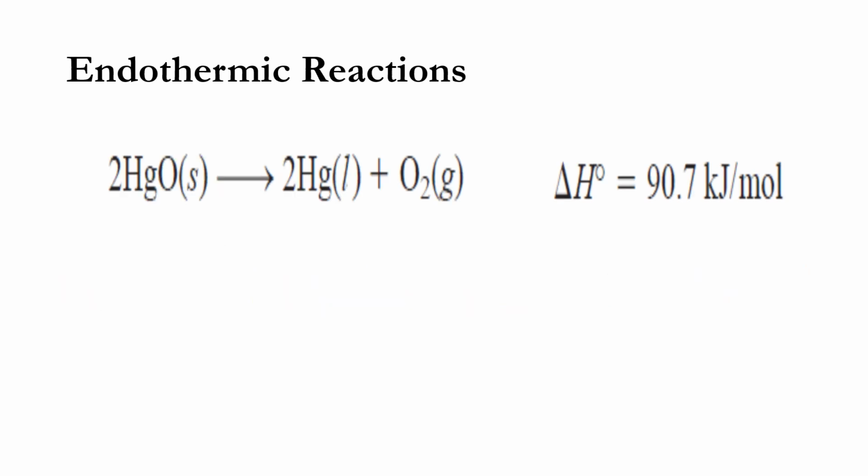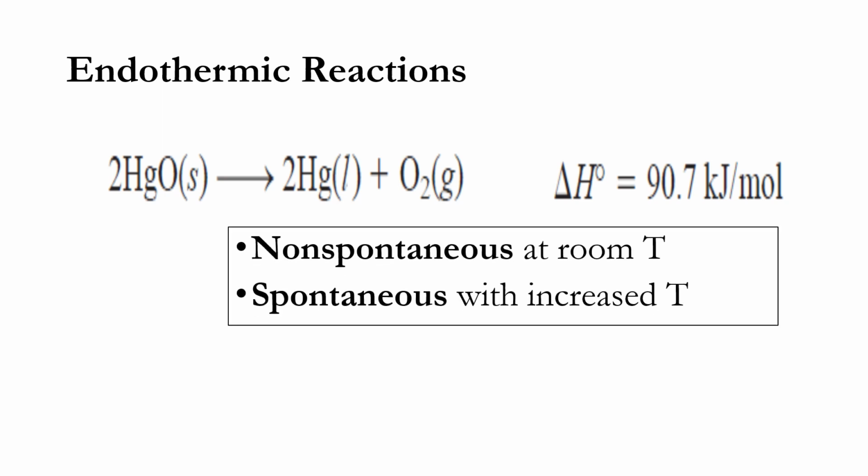Another example of an endothermic reaction is non-spontaneous at room temperature, for example, 25 degrees Celsius. This is non-spontaneous, but as temperature is increased, it becomes spontaneous, absorbing 90.7 kilojoule per mole. So what does it mean? Exothermicity nor endothermicity of processes or reactions do not guarantee spontaneity of reaction.